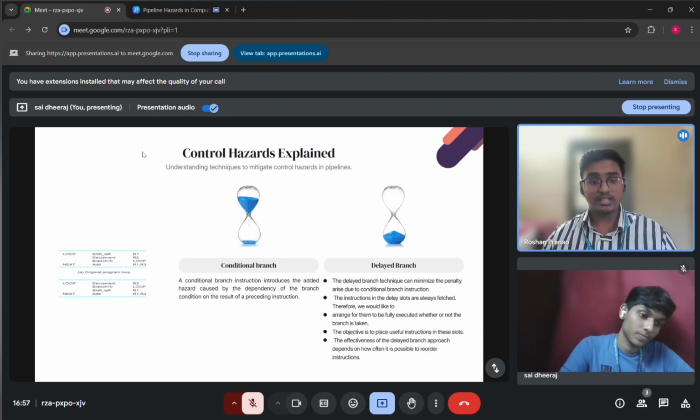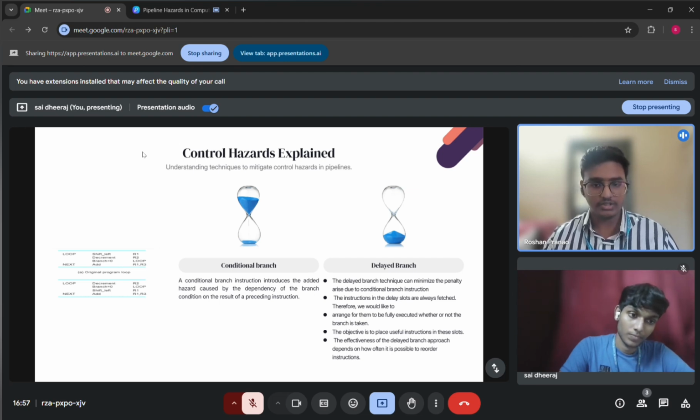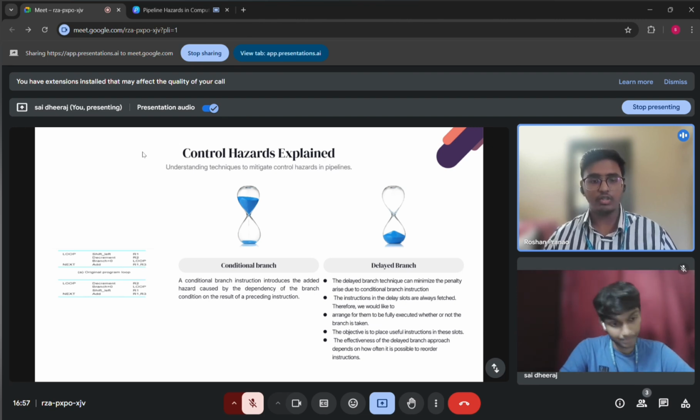These hazards occur when the pipeline makes incorrect predictions about the flow of control, leading to the execution of incorrect instructions and hence causing delays. Control hazards arise from branch instructions that alter the flow control in a program. When the pipeline encounters a branch instruction, it must predict the path the program will take. If the prediction has gone wrong, the instructions that were fetched and partially executed must be discarded, leading to delays.